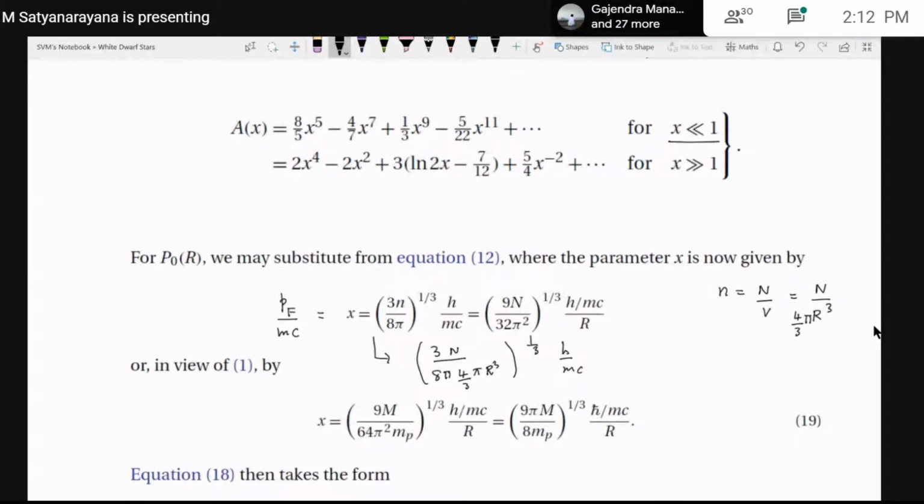Now, this 3 will go, it is 9, and then 8 into 4 is 32. Pi into pi is pi square, so 9n by 32 pi square to the power 1 by 3, r to the power 1 by 3 will simply become r.